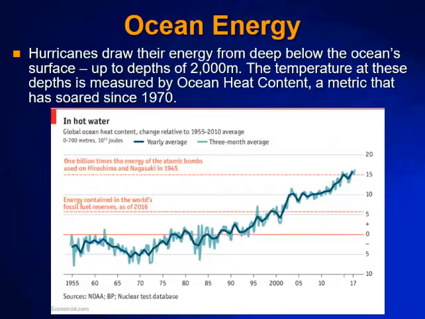When we think about what hurricanes draw their energy from, they draw their energy from deep below the ocean surface, up to depths of even 2,000 meters, scientists have found. And the temperature at these depths is measured by the ocean heat content, and that's a metric that has really soared since 1980. So remember when we're talking about that North Atlantic deep water, the deep water that is flowing up the Gulf Coast, following the Gulf Stream up to the areas near Iceland and Greenland, and then subducting and going down to form so much of the ocean water column.